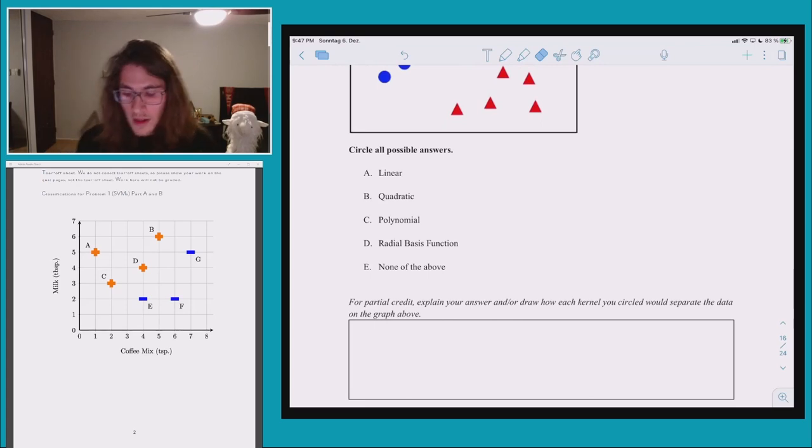And with that, that is actually the end of these support vector machines problems. In the next section, I'll be talking about adaptive boosting and working through that problem as well.